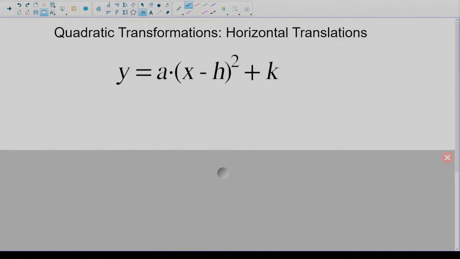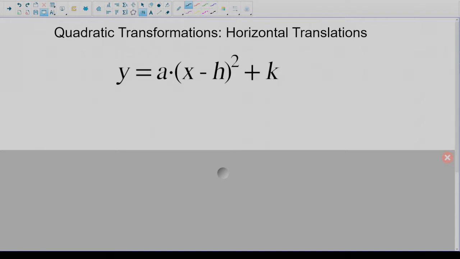Hello everyone. Today we're going to look at the last transformation that we need to see for quadratics before we can put all of the transformations together into one group of transformations. Near the beginning of the unit, I mentioned that there were two different ways of looking at quadratics. One of them is called the vertex form, and one of them is called the factored form.